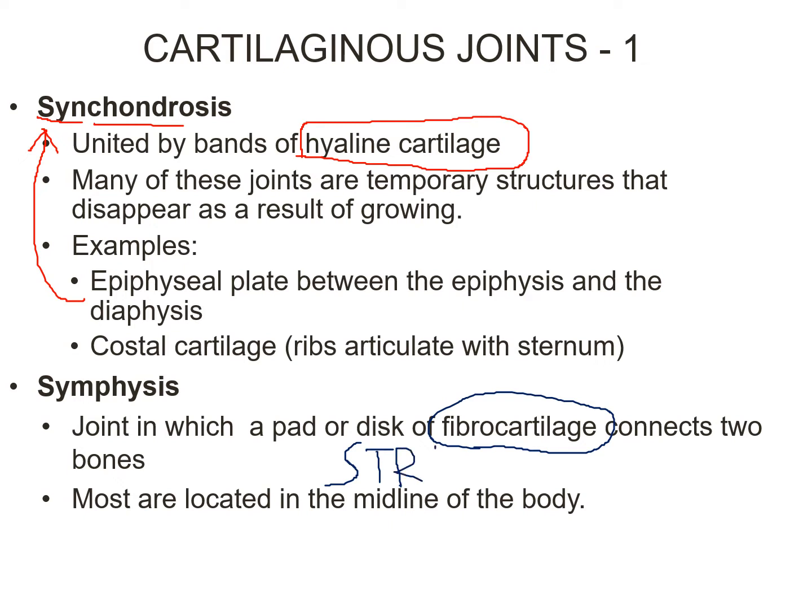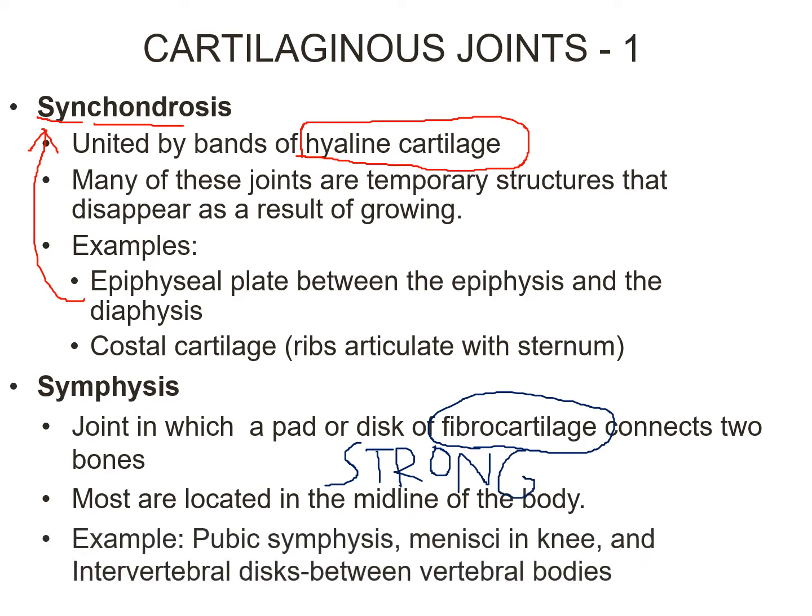So remember the three major locations that we talked about where fibrocartilage exists. Most are in the midline, right? You have your intervertebral discs in the middle of your body. You have your pubic symphysis in the middle of your body. And then the other example that we talked about was the meniscus or menisci in your knees. Very, very strong joints.